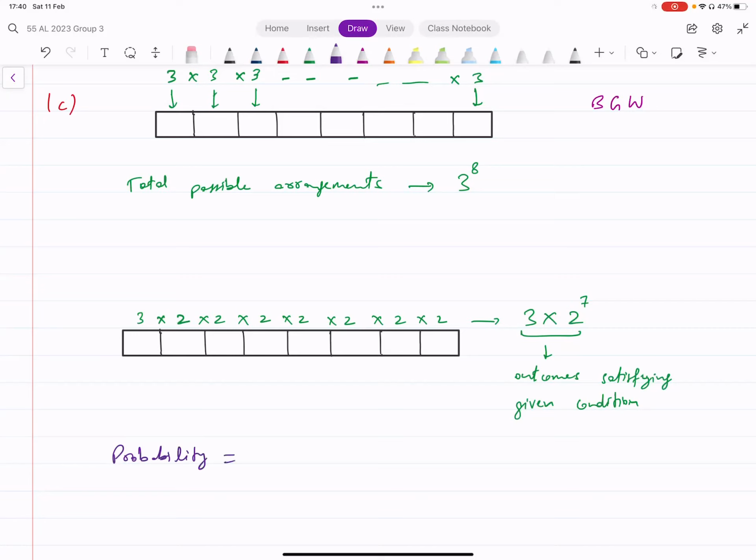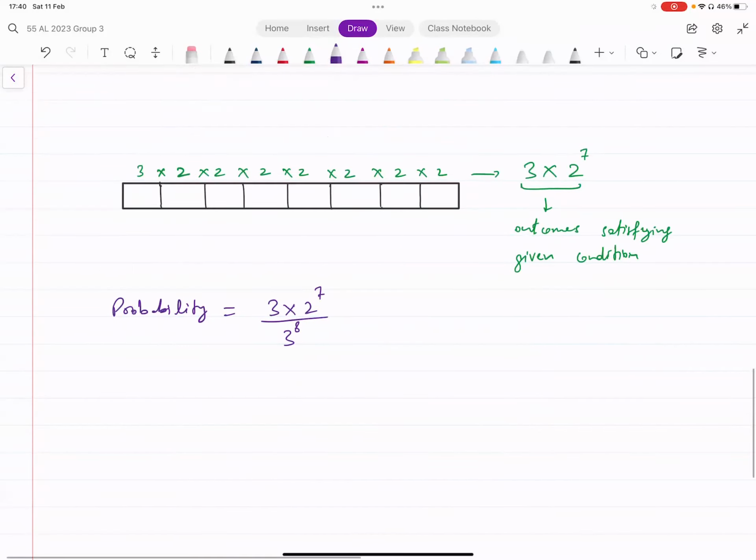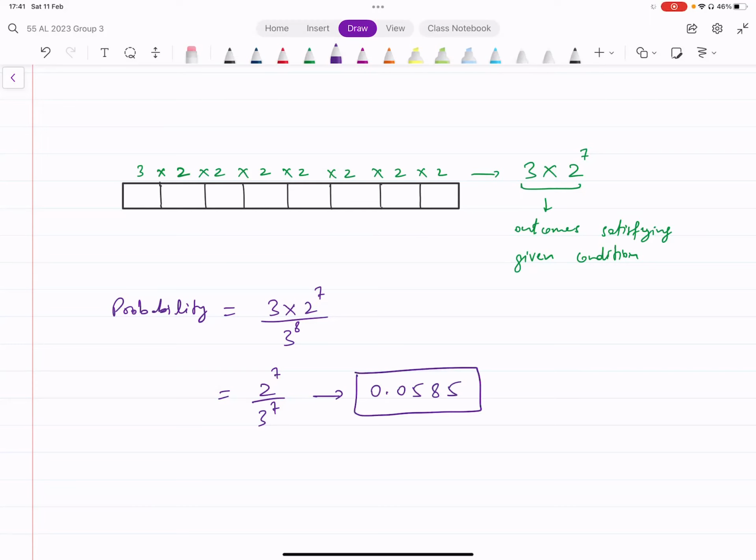Probability would be favorable outcomes, that's 3 into 2 raised to power 7 divided by the total number of possible outcomes, that's 3 raised to power 8. 3 cancel हो जाएगा, we're left with 2 raised to power 7 over 3 raised to power 7. Yeah, evaluate कर लेने की क्या आता है. What's this number? Anyone? 0.0585. This is the probability that we're looking for.